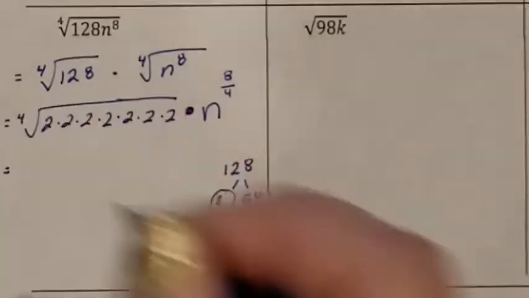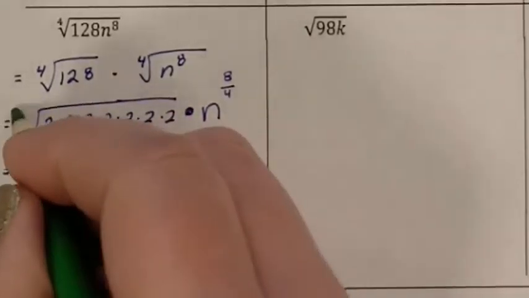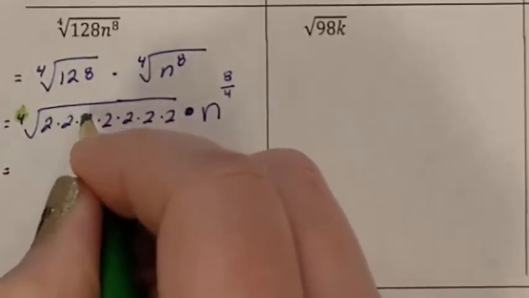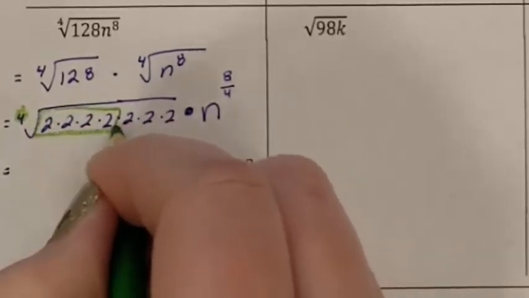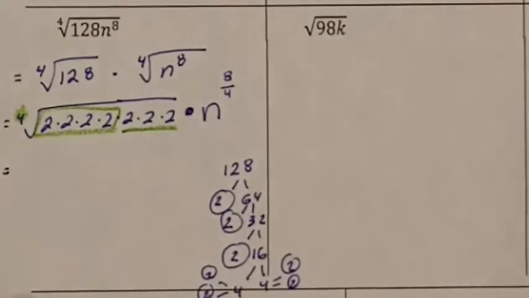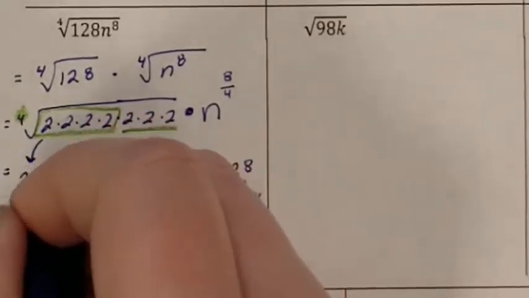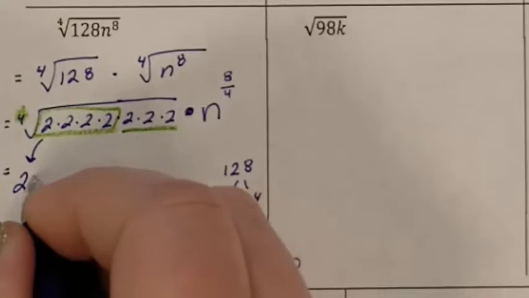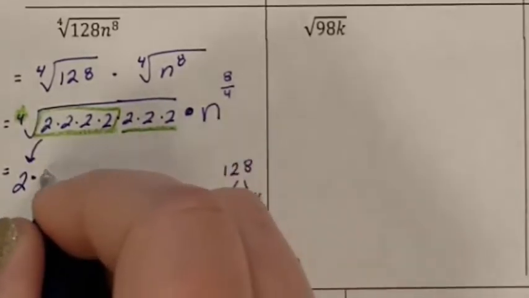So I am looking for groups of 4. So 1, 2, 3, 4. Here's a group of 4 that got to escape. There are only 3 here. They cannot escape. So this 2 escaped, being multiplied by these poor 2s could not escape.